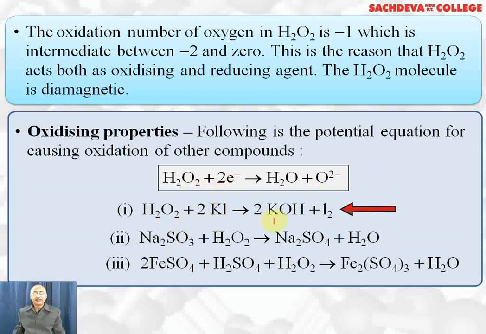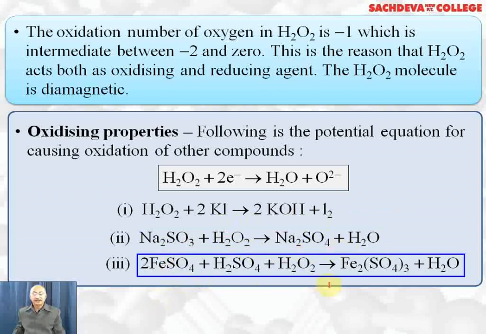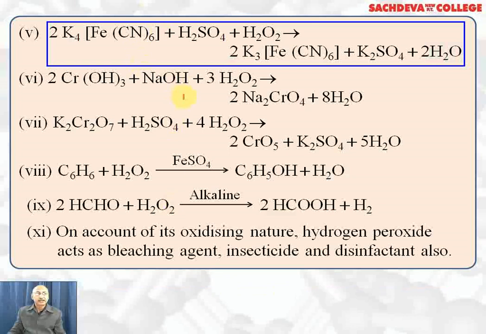H2O2 plus 2KI reacts to form 2KOH plus iodine is liberated. It has oxidized iodide ion to iodine. Sodium sulfite is oxidized to sodium sulfate with H2O2 very easily. Ferrous sulfate gets oxidized to ferric sulfate by hydrogen peroxide in acidic medium. Potassium ferrocyanide in acidic medium gets oxidized to potassium ferricyanide, plus K2SO4, plus water is formed.